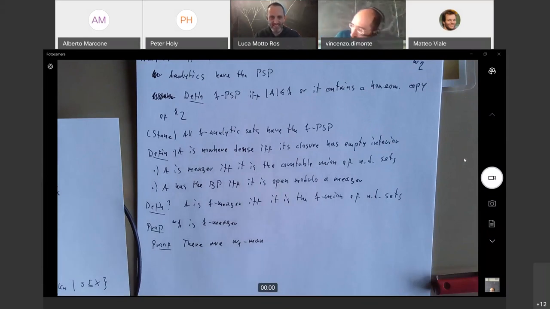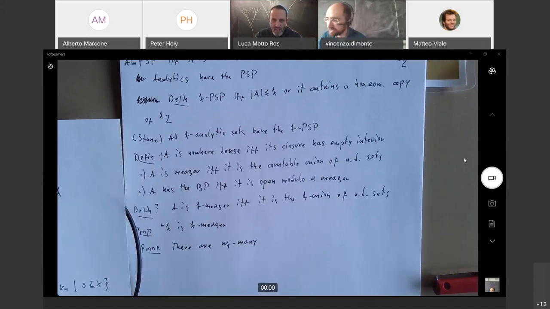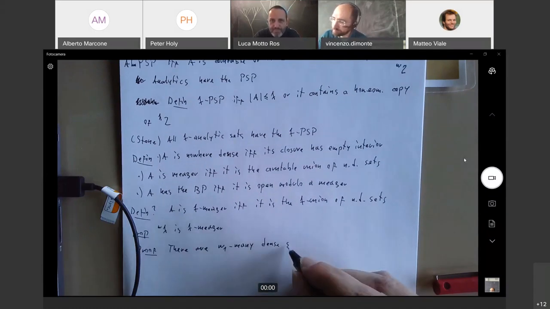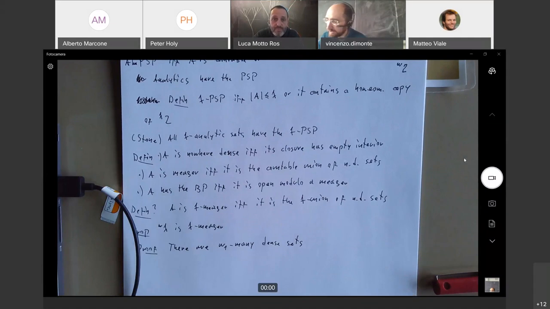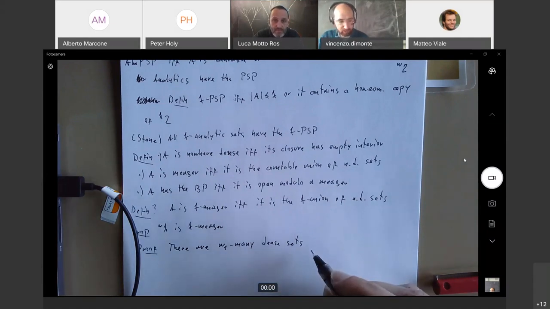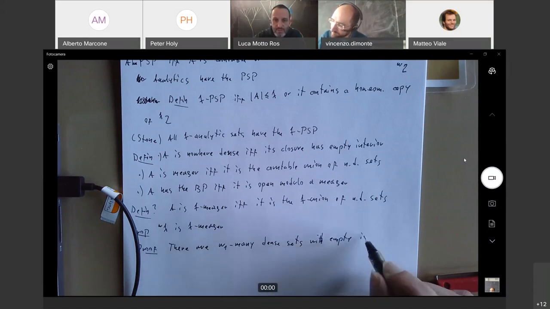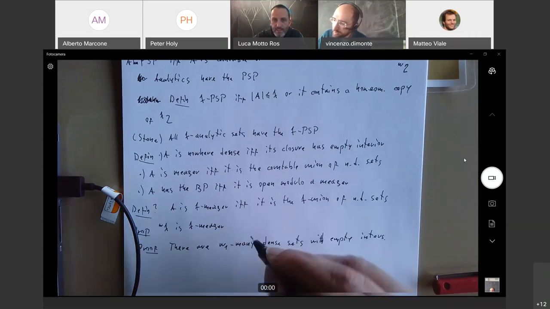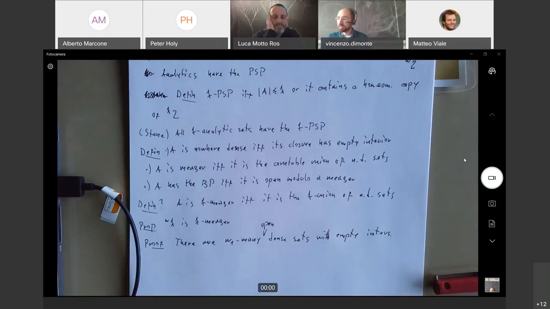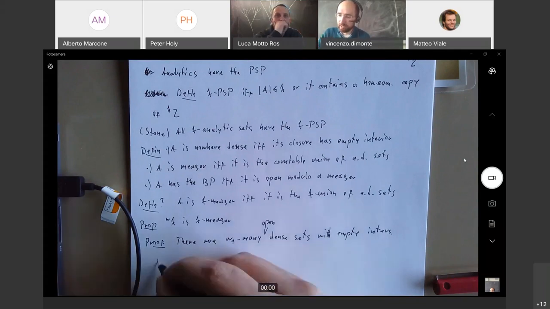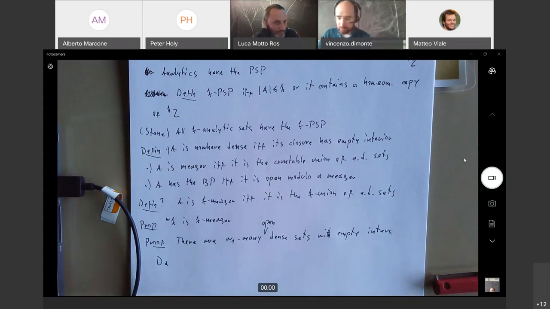Okay, there are omega one many open dense sets with empty intersection. So the complements of these sets are omega one many nowhere dense sets whose union is lambda to the omega. I'm just going to tell you what these are.